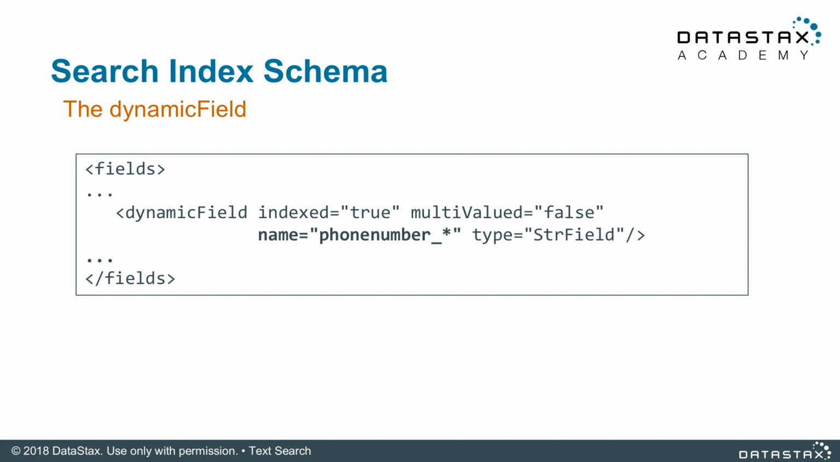For the search index schema definition, the list of fields should contain a dynamic field element, which shows the name to be phone_number_star, which is derived from the column name and is what is used to match new fields to be indexed. The type is a string field, which corresponds to the text data type used for the key value.